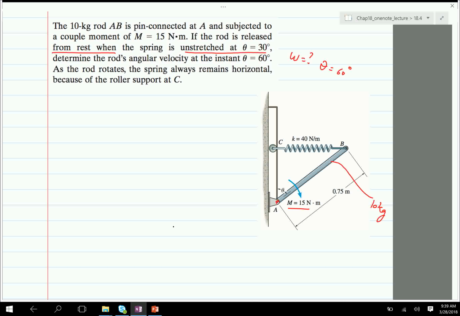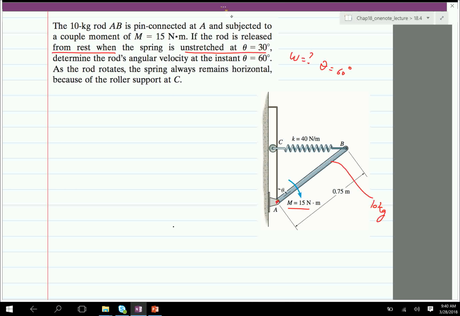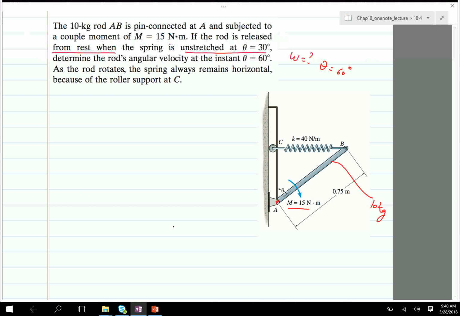The angle of the spring doesn't change, it remains horizontal, because the roller is going up and down like that, and then you're going to find the angular speed when the angle has changed to 60 degrees. So again, the key thing to note is that you're told to find the speed when the angle is 60 degrees, so omega as a function of theta. You're better off using the principle of work energy. So let's draw the free body diagram and set up the work energy equation and go from there.